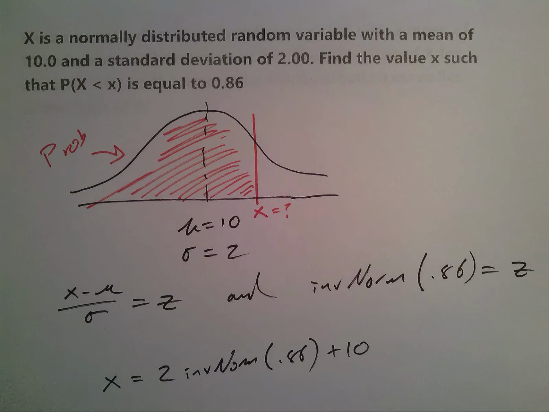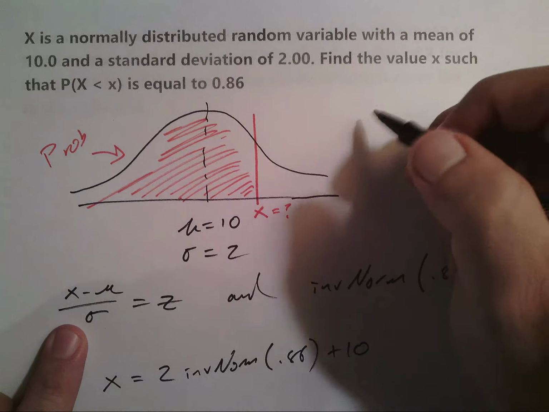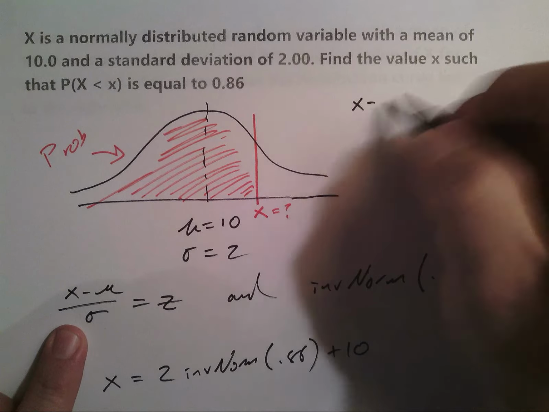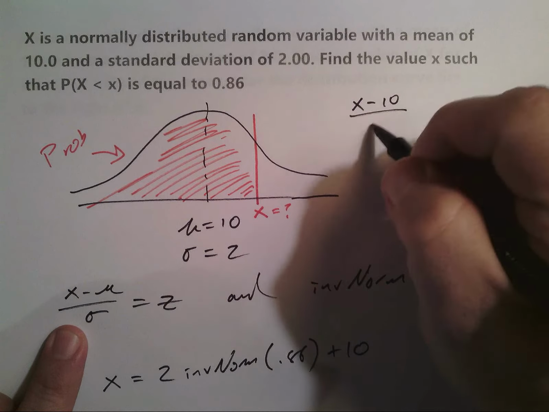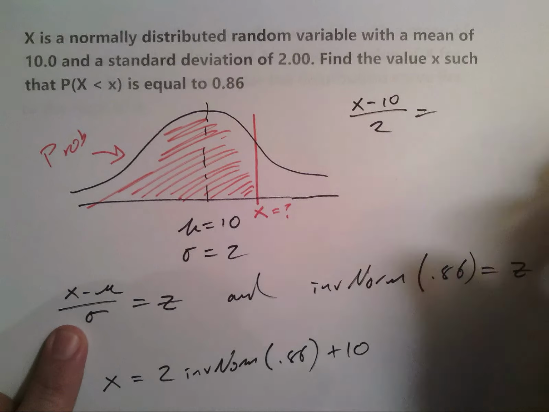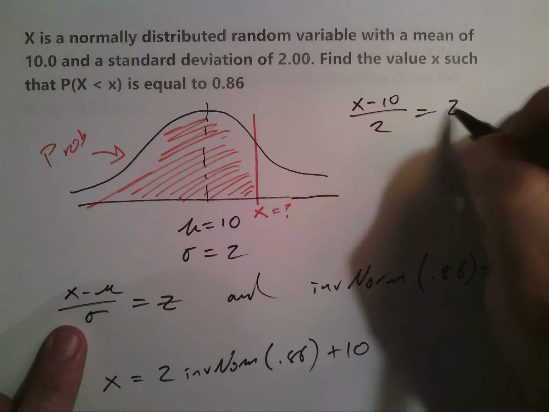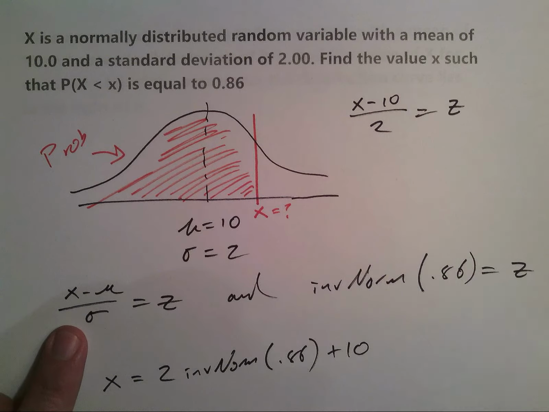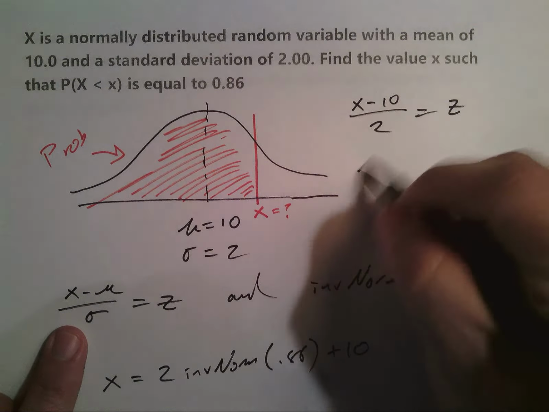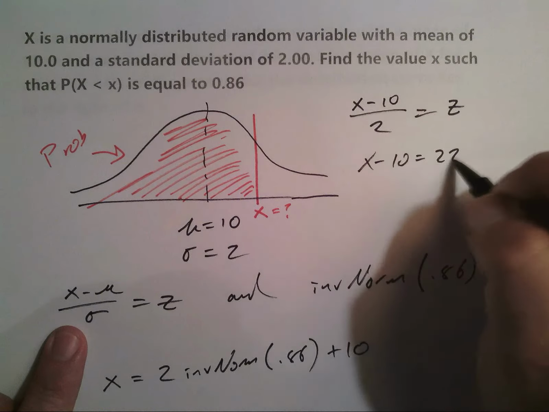Alright, if you don't have the algebra steps on that, I'm going to plug in what I do have. I don't know the x, I know the mean is 10, I know sigma is 2, and it's going to equal whatever my z value is. I'm not going to write out the inverse norm thing, it's too long. So I'm going to multiply that by 2, and then I'm going to add 10 to both sides.